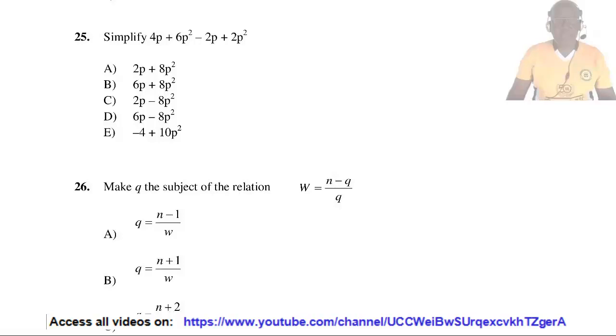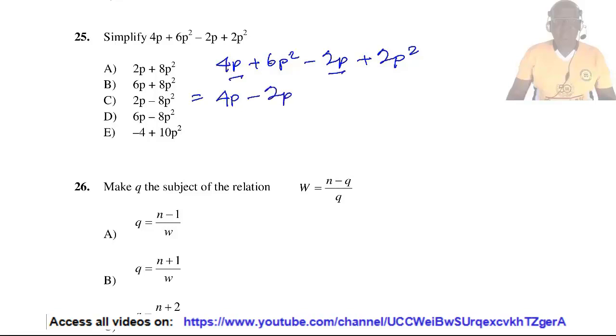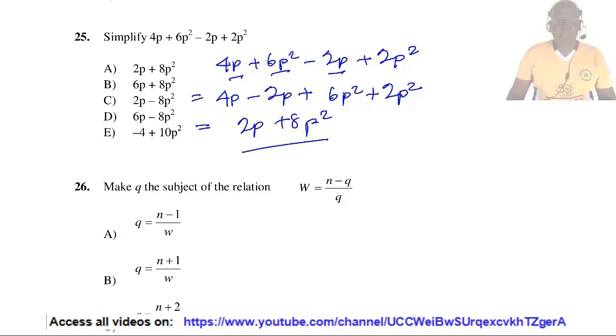Question 25. Simplify 4p plus 6p squared minus 2p plus 2p squared. That is 4p plus 6p squared minus 2p plus 2p squared. We shall group like items. So 4p minus 2p plus 6p squared plus 2p squared. 4 minus 2 is 2, so 2p over here. 2 plus 6 is 8, so 8p squared over here. So the answer is A.